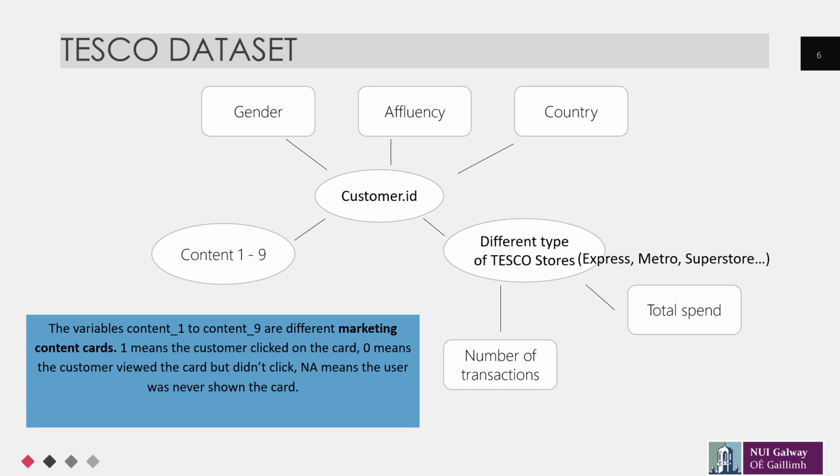The variables content_1 to content_9 are different marketing content cards. 1 means the customer clicked on the card. 0 means the customer viewed the card but didn't click it. NA means the user was never shown the card.